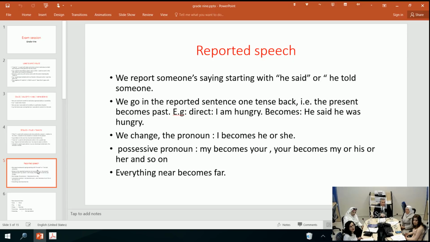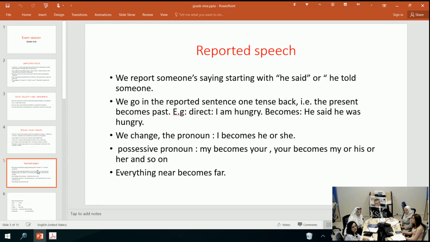Direct, we have I'm hungry. He said he was hungry. Who can give us other examples? I'm happy. Can you report it, Abir? She said she was happy. I am happy becomes she was happy. We move to what Miss Hanadi was telling us about the change.